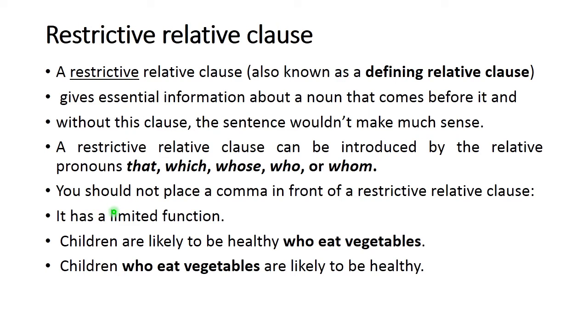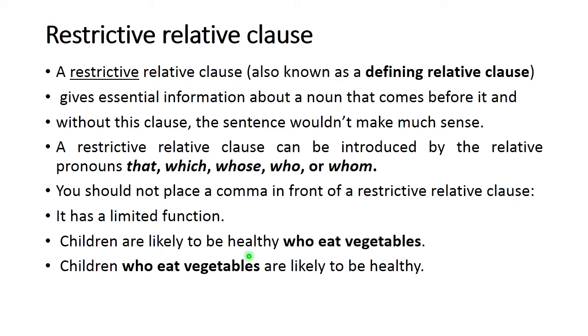You should not place a comma in front of a restrictive relative clause. It has a limited function. For example, children are likely to be healthy who eat vegetables. Now you can see in this example that both parts of this clause are unable to convey a full meaning.